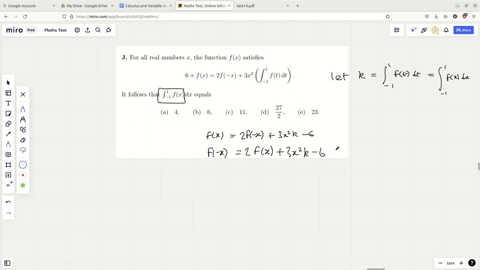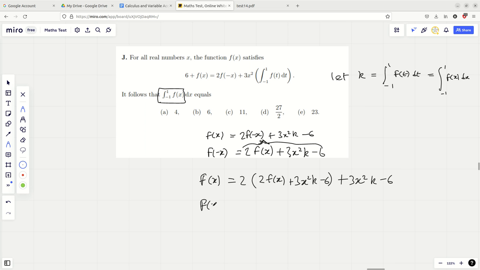What we can now do, of course, is eliminate f of minus x. I'm just trying to eliminate f of minus x here. I'm going to basically plug all of this in there. I hope you see where my arrow's going there. So f of x is 2 times 2f of x plus 3x squared k minus 6. That's plugged it all into there. And then I've got a plus 3x squared k minus 6.